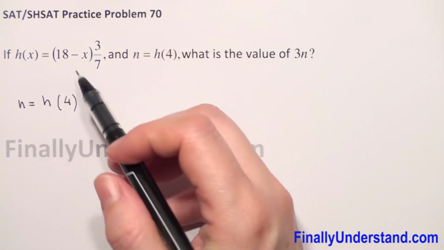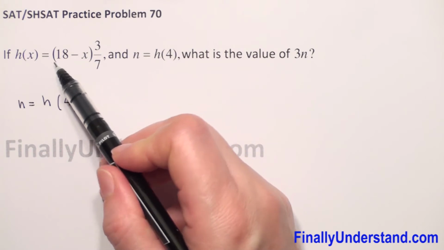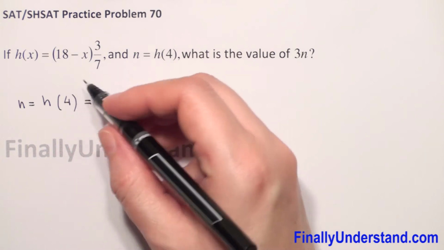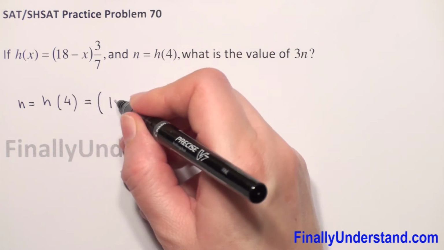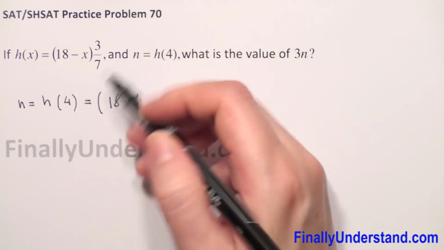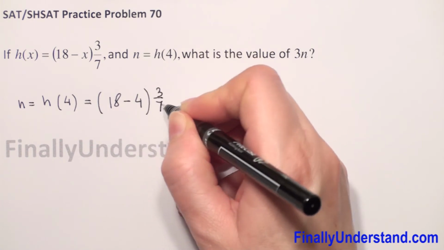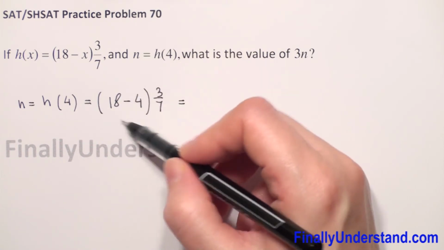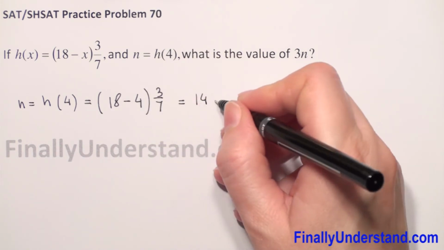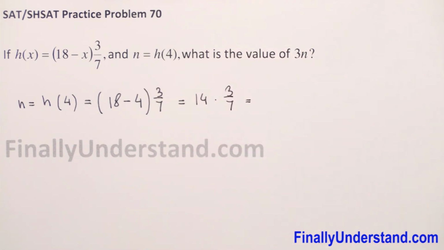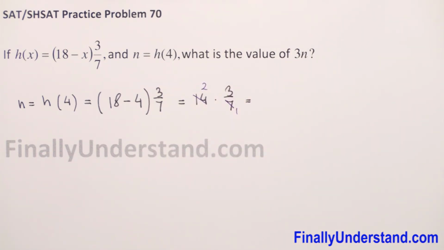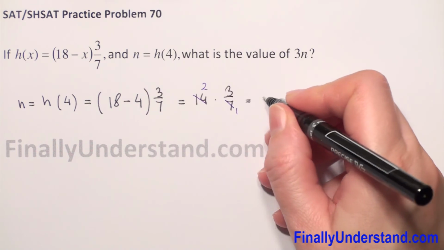So this is equal to... Now we have to go to the formula of our function, and we need to substitute x by 4. So we have to copy the parentheses, 18 minus 4, we substitute x by 4, and we have times 3 over 7. So this is equal to... Now we have to do whatever we have in parentheses. 18 minus 4 is 14, and we have times 3 over 7. So this is equal to... We can reduce 7 with 14, which is 2. So we have 2 times 3 is 6, divided by 1 is 6.